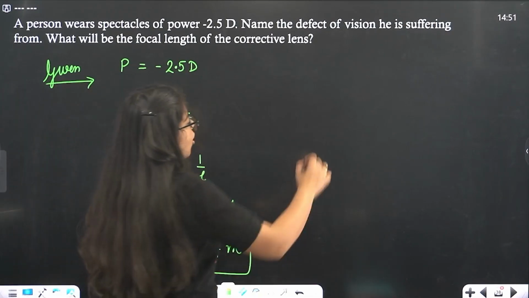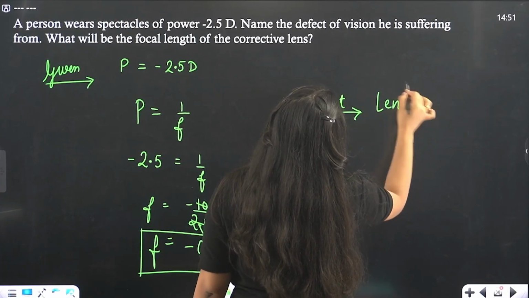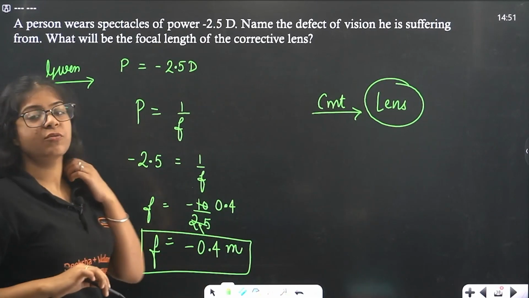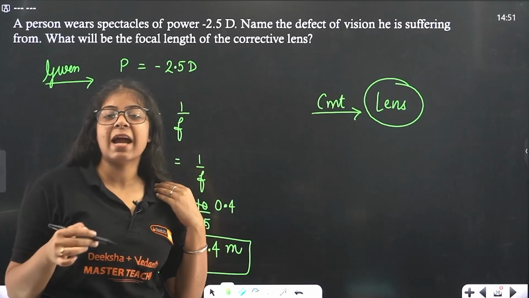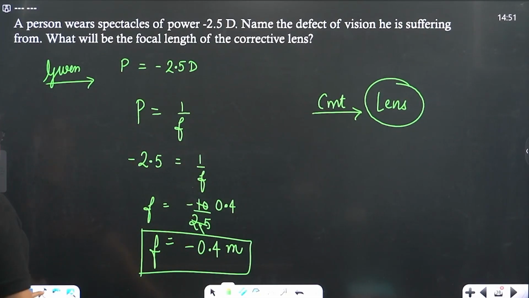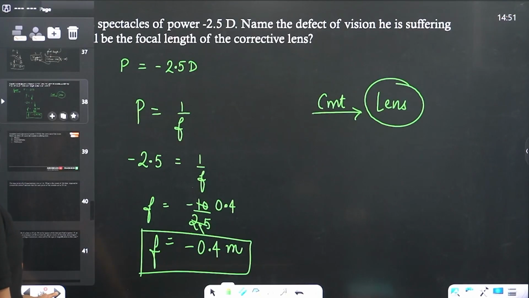Tell me in the comment section which lens he used to correct his vision. Which defect is it? And which lens did he use to correct his vision. Great. Now, moving on to the next question.